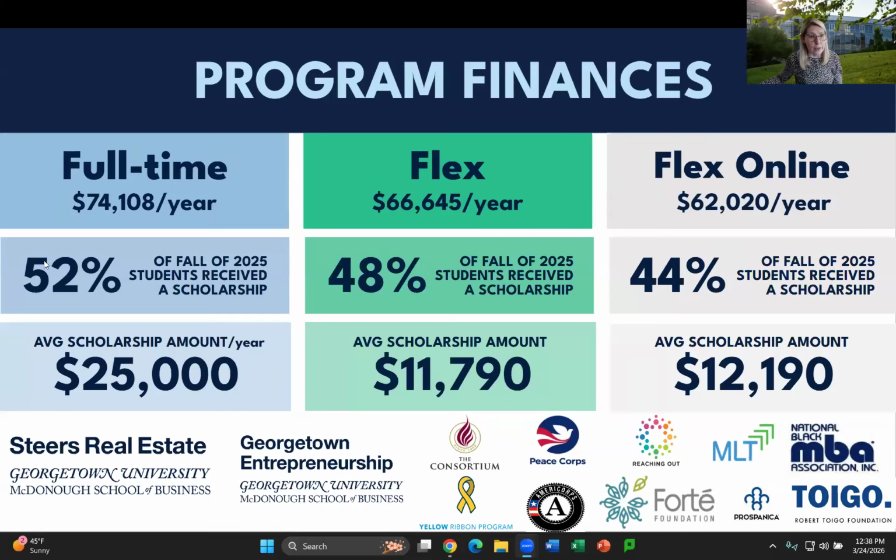Now, it's worth noting that 52% of the class that started this fall 2025 received a scholarship from us. So over half received a scholarship from us. And the average award of those 52% was $25,000. And that's the average. We go up to a full ride tuition scholarship.